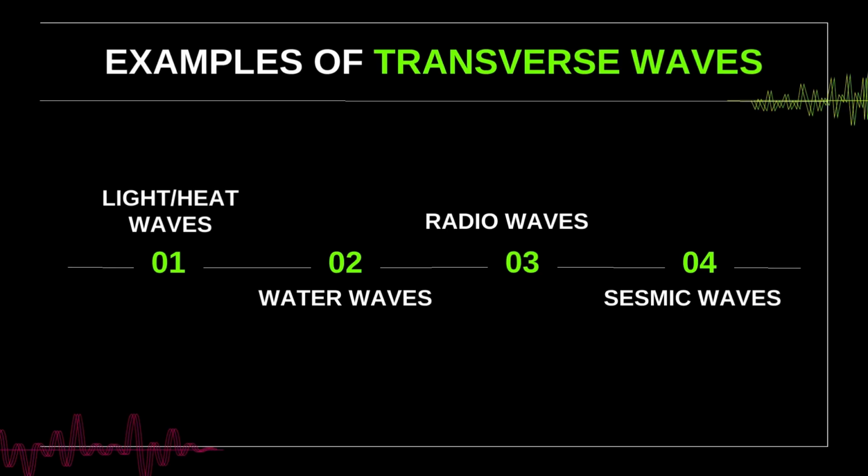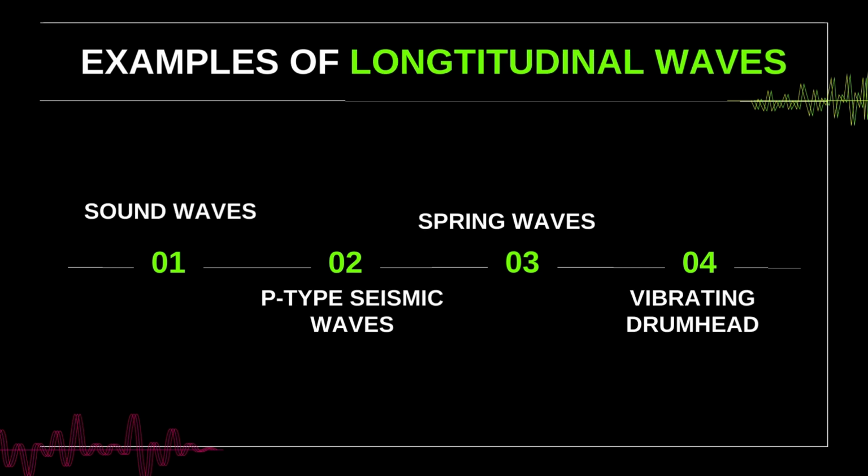Some of the examples of transverse waves are light waves, heat waves, water waves, radio waves, and seismic waves. The examples of longitudinal waves are the sound waves, P-type seismic waves, spring waves, vibrating drumhead, and spring coil waves.